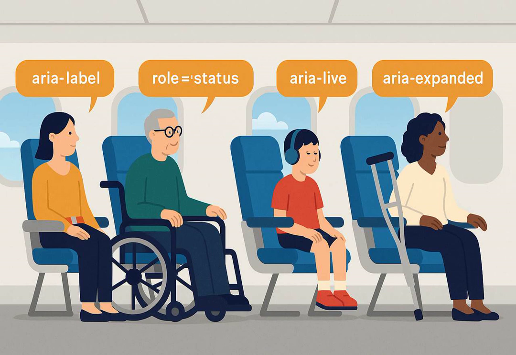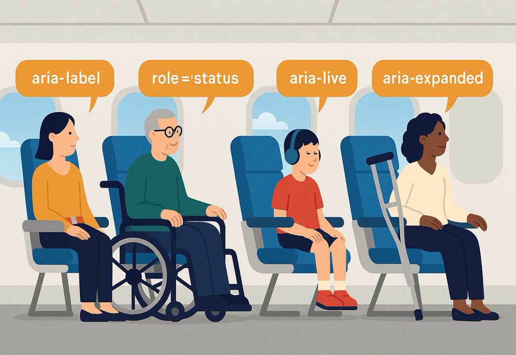ARIA live polite will read the update after the current task finishes. ARIA live assertive will interrupt and read it right away. Role status or role alert are shortcuts that imply these behaviors. Screen reader users hear the message as soon as it's injected in the DOM. No extra focus shift. No surprises.